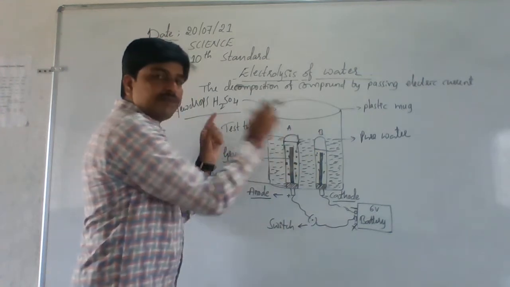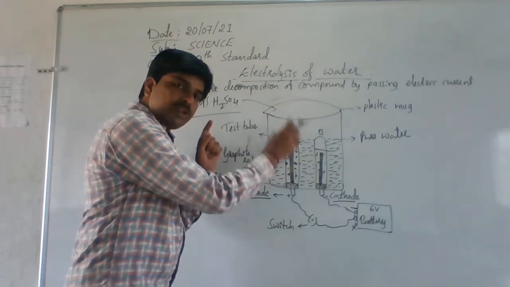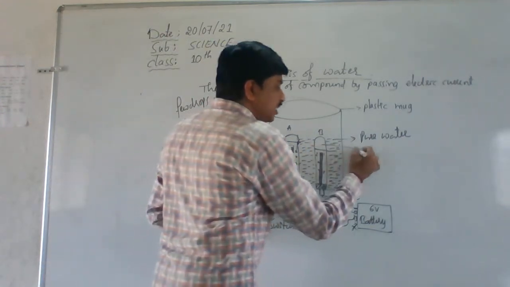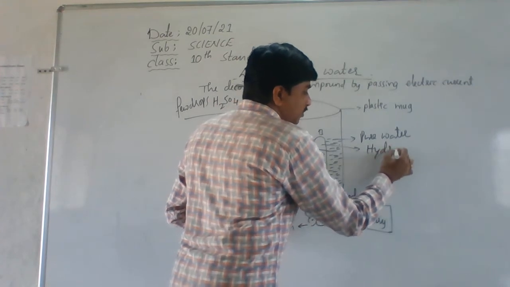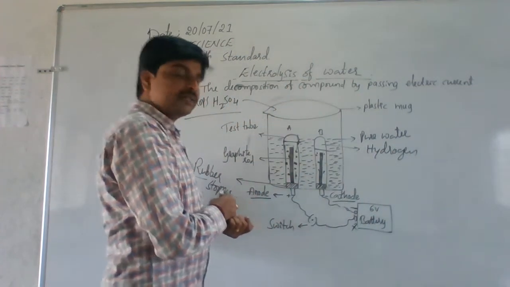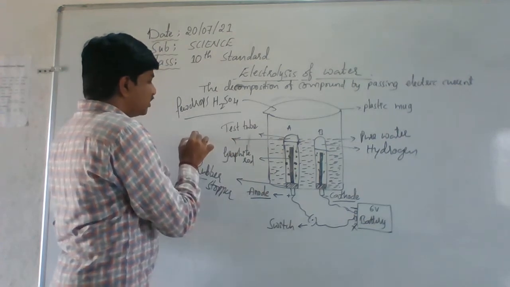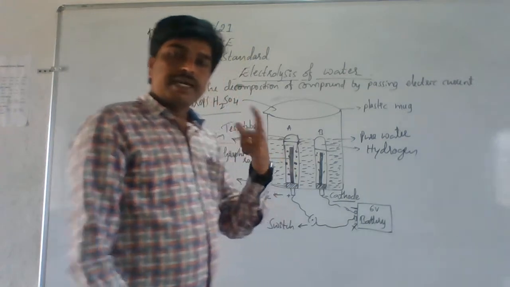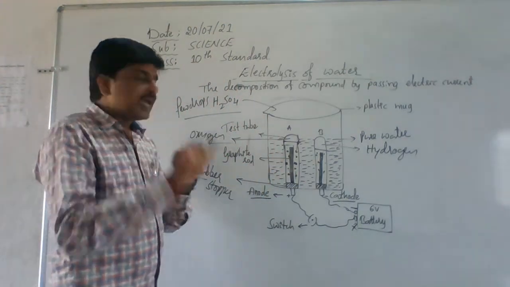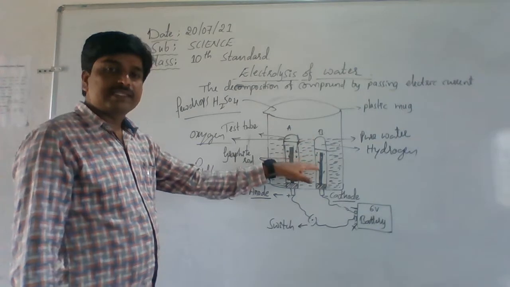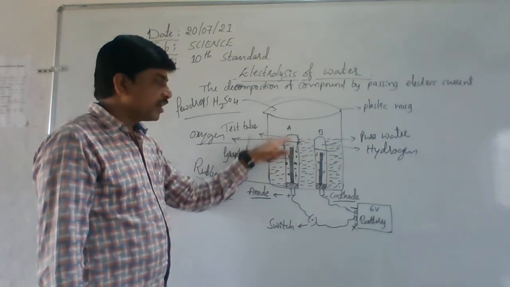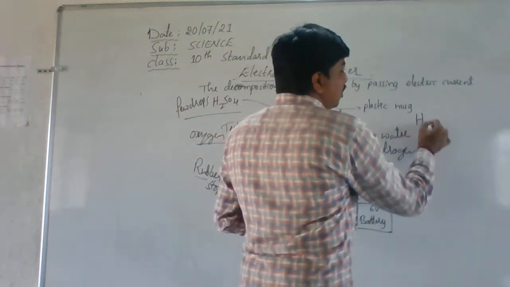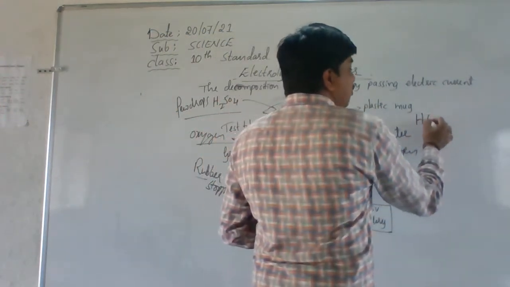By seeing only the volume of gas collected in the test tubes, you can easily identify this is hydrogen gas and this is oxygen gas. You can easily identify both gases by seeing their volume. Understand? The volume of gas collected in the B test tube is double the volume of gas collected in the A test tube. Because you know, water is made up of 2 atoms of hydrogen and 1 atom of oxygen.